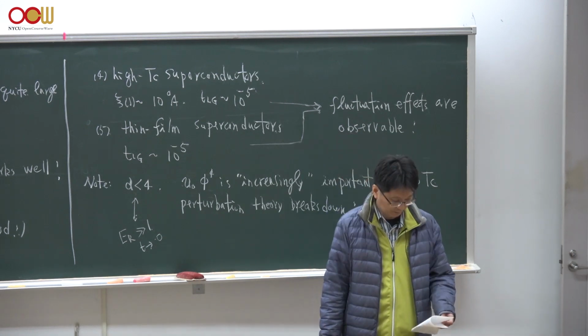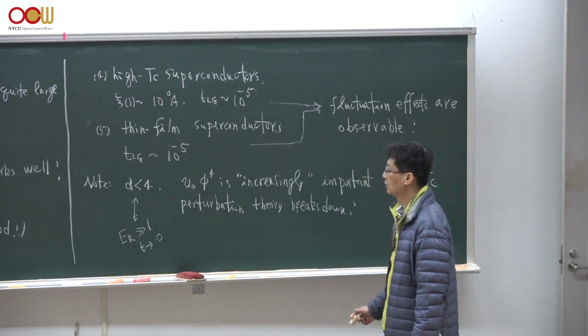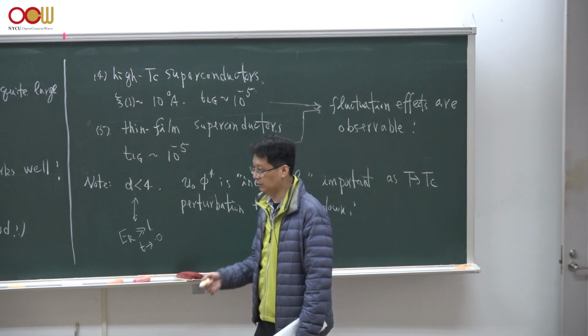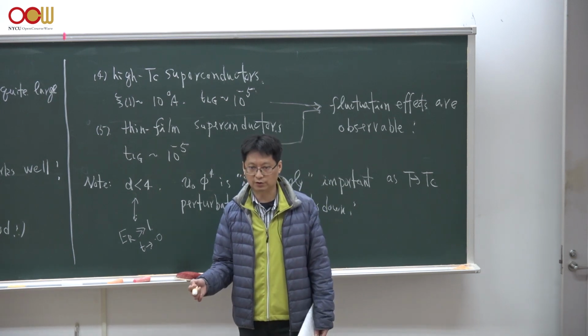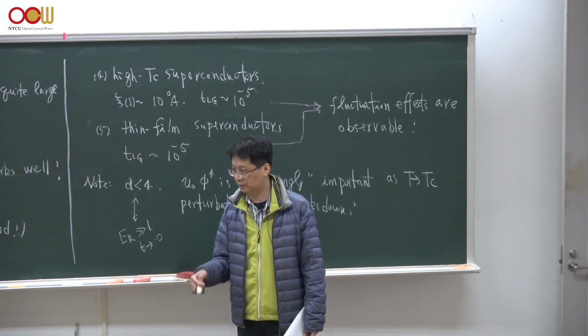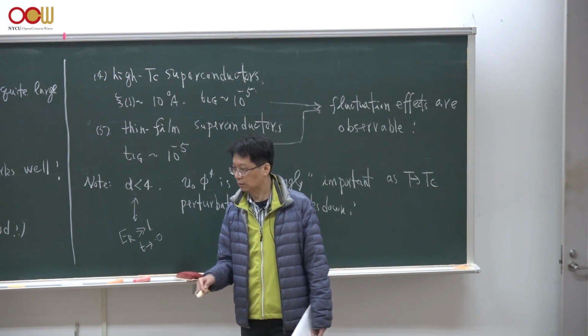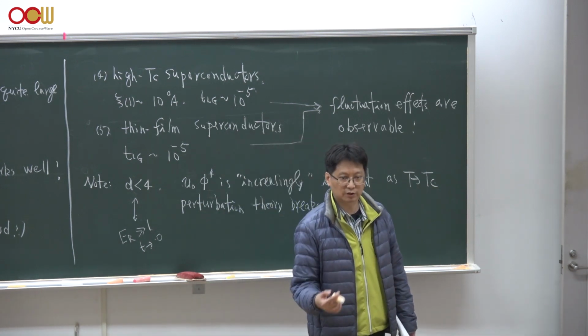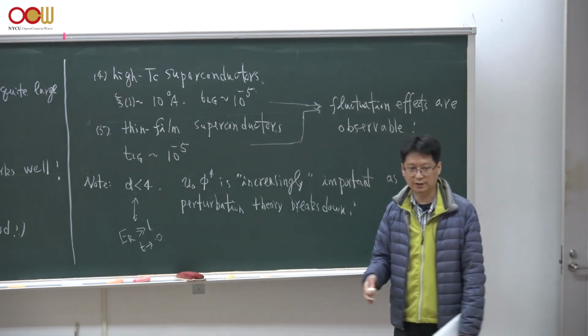Okay, so let's take a short break. When we come back, we will try to compute this two-point correlation function, or the Green's function, by directly evaluating this partition function from this functional integral approach. Let's take a short break.